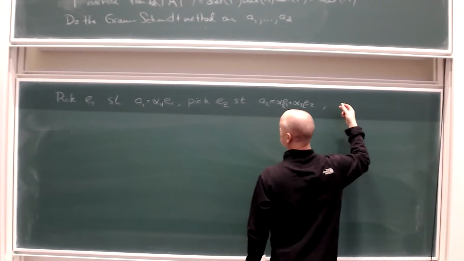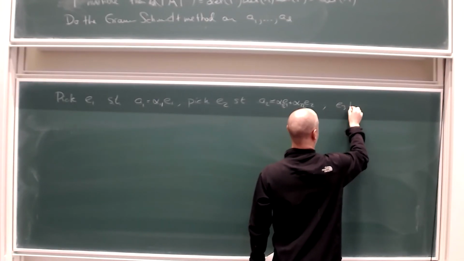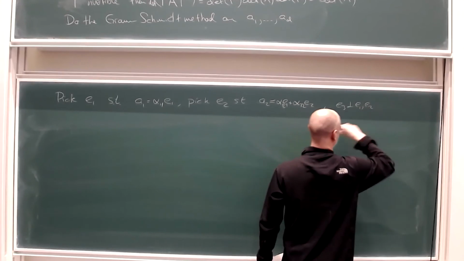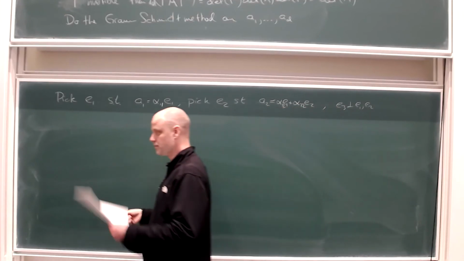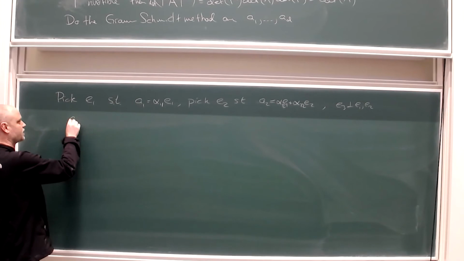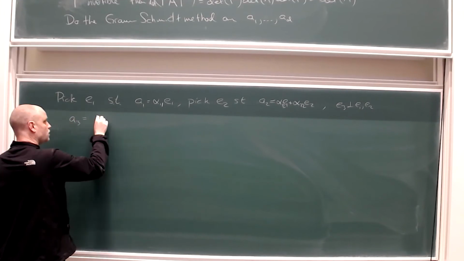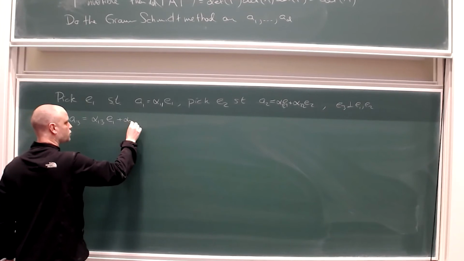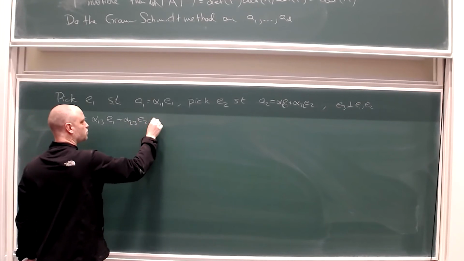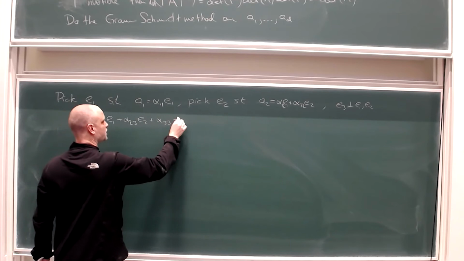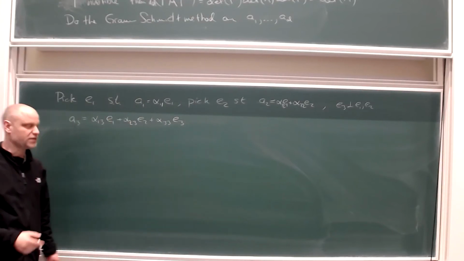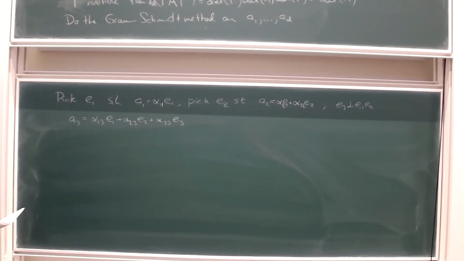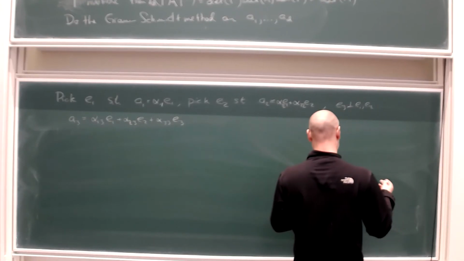So E3 will be perpendicular to E1, E2, such that A3 is in the span, so we can write A3 as alpha 1,3 E1 plus alpha 2,3 E2 plus alpha 3,3 E3. Okay, and then we continue this until we reach D. So what can we say about size here?